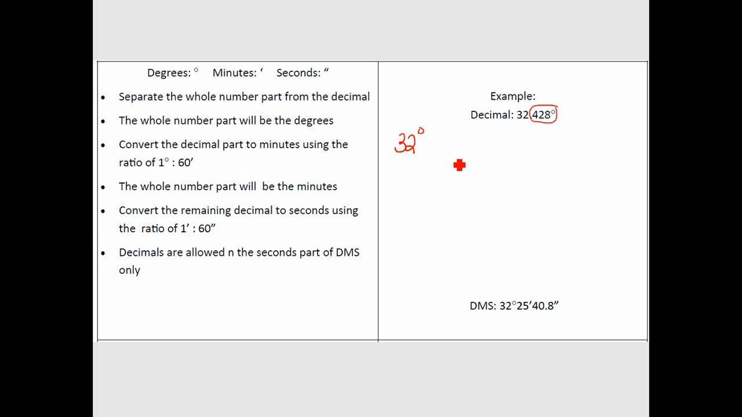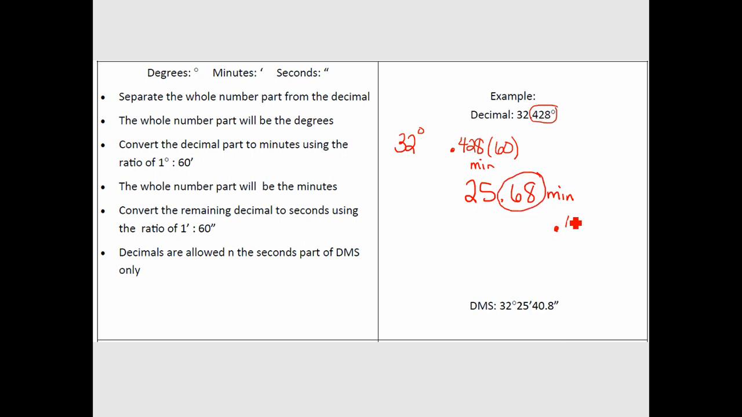So if I take that whole understanding, how do I then convert this into minutes and seconds? Well, I take that 0.428, that decimal part, and I multiply it by 60 to convert that into the minutes. Okay, so you're going to need a calculator for this because that's a portion of a degree, and that's what the minutes are, right? So 0.428 times 60 is 25.68 minutes.